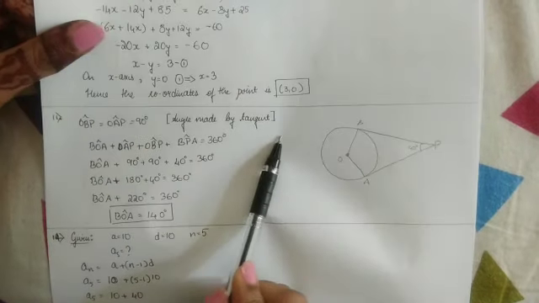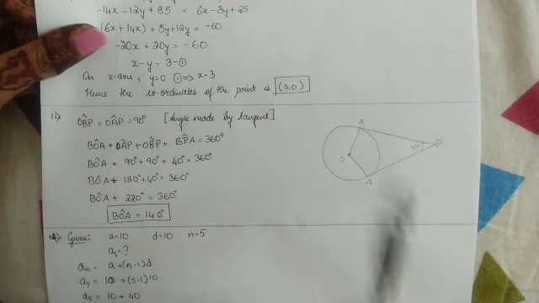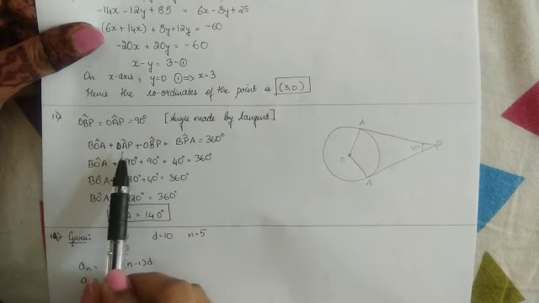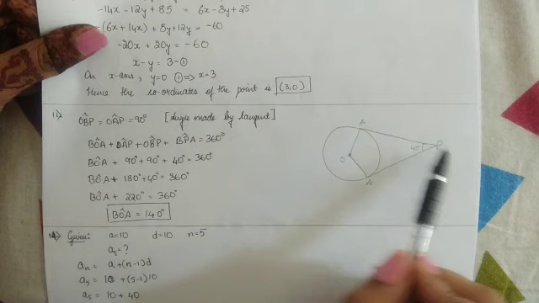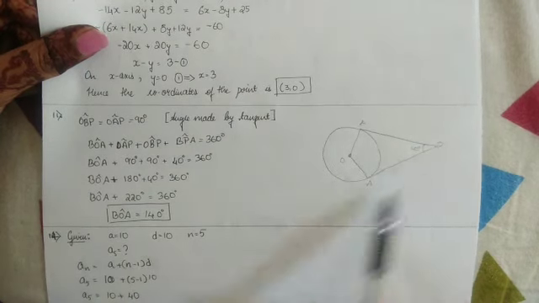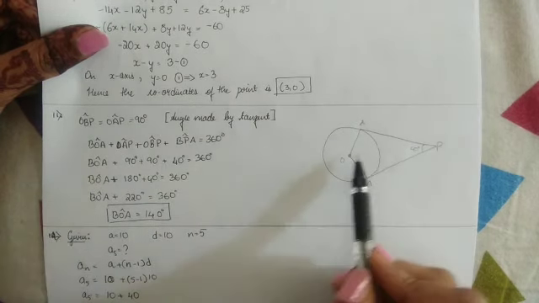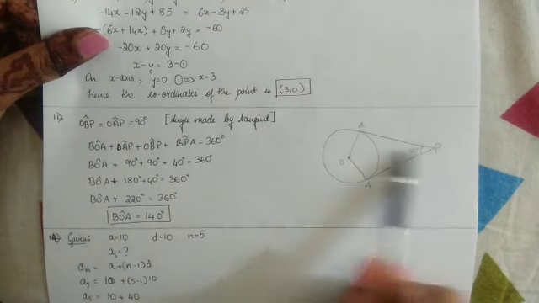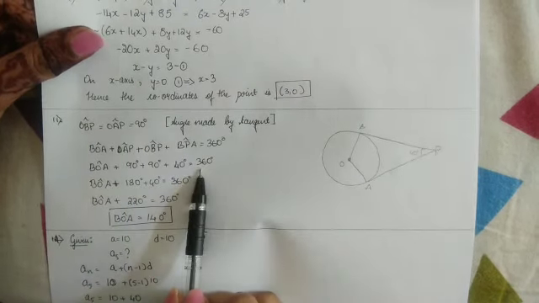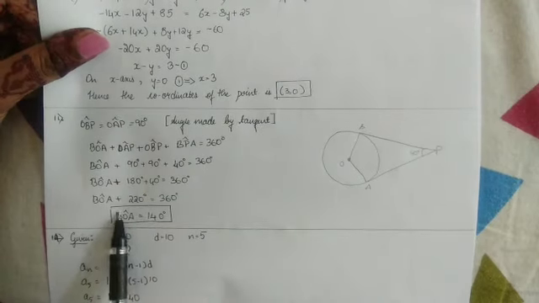The next question, the 11th one. OBP is equal to OAP, that is equal to 90 degrees, the angle made by the tangent. We have to find the angle BOA. So BOA plus OAP plus OBP plus BPA would be 360. Now we know that OBP and OAP are 90 degrees, made by the tangent. So now you substitute these values and finally you get BOA is equal to 140.